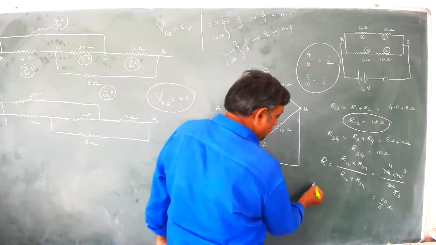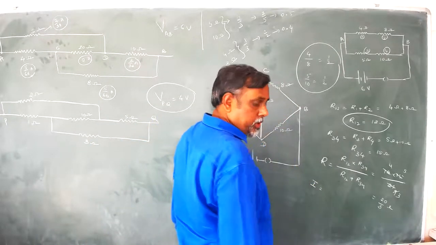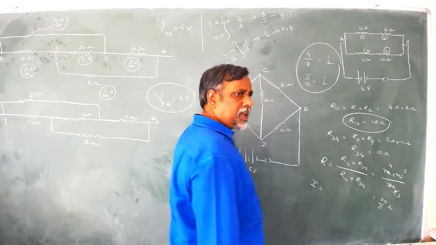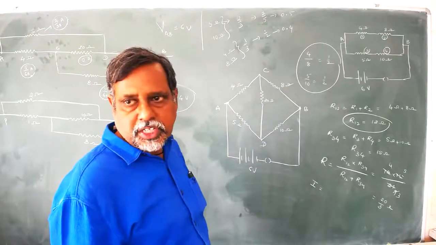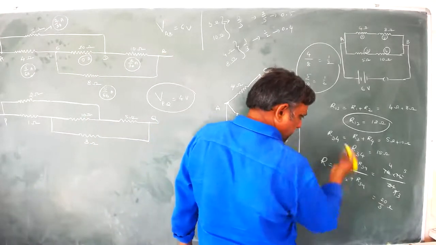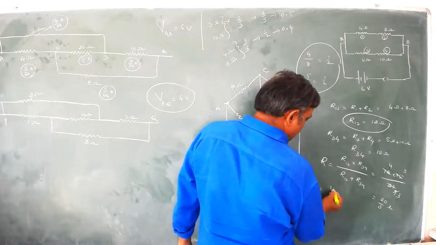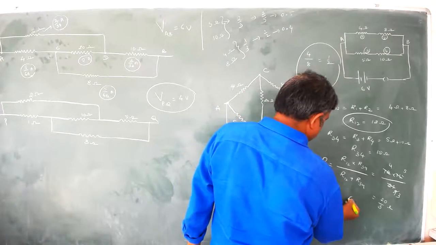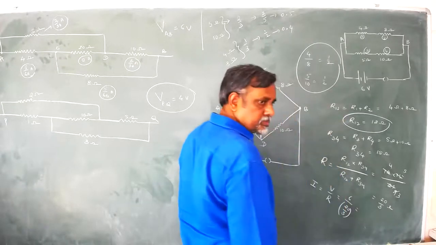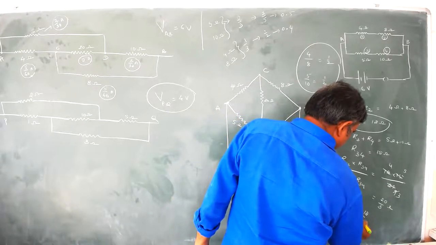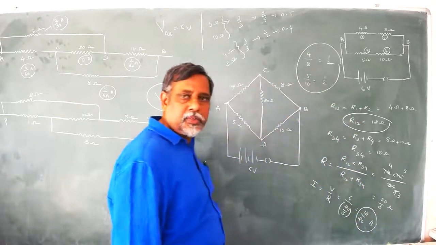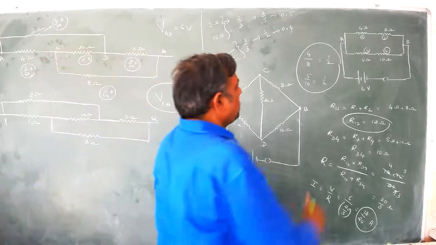Effective current, we need to find out now. Since these two things are in parallel, we need not calculate this directly, so we can go for the applied potential. Otherwise, you can calculate this and keep it aside, because it will be useful for verification purposes. So V by R. V is 6, by 20 by 3, so 18 by 20 ampere. So this is the effective current.